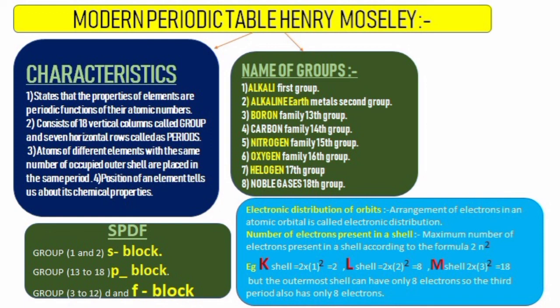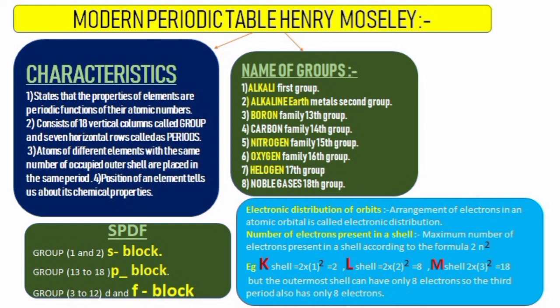Now let us do a quick revision of what we have learned. In the first part, we learned the classification done by three great scientists in the earlier period, that is Dobereiner, Mendeleev and Newland's classification. And then we learned the modern classification done by Henry Moseley. I have explained the characteristics and names of the groups.